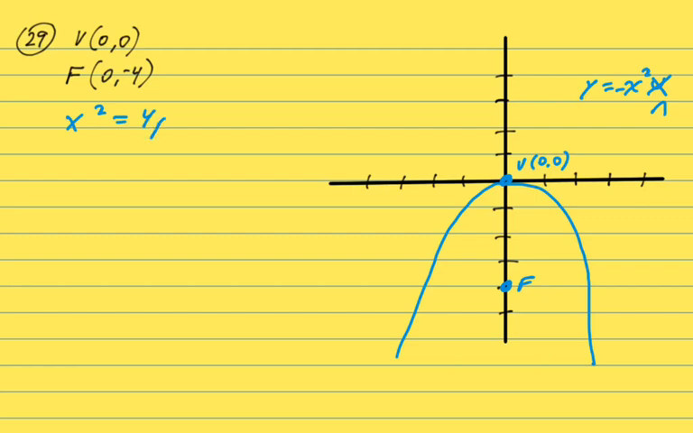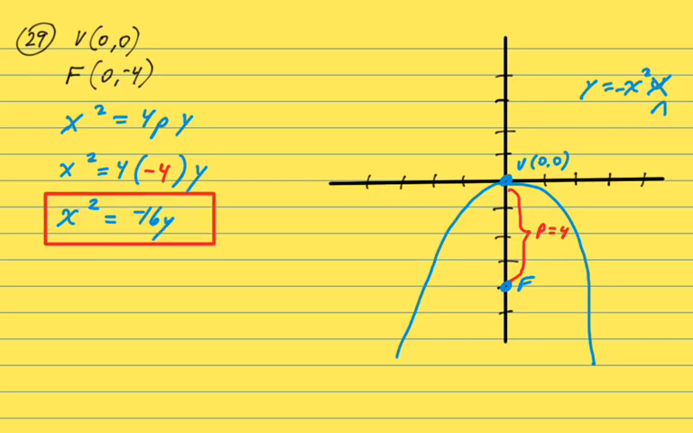So that means I need this formula: x squared equals 4 times p times y. P is the focal length. That's the distance from the vertex to the focus, which appears to make P 4 in this case. I'm going to make P a 4, but I have to make it negative because it's opening downward. So my final answer is x squared equals negative 16y. And that should be your answer for 29.